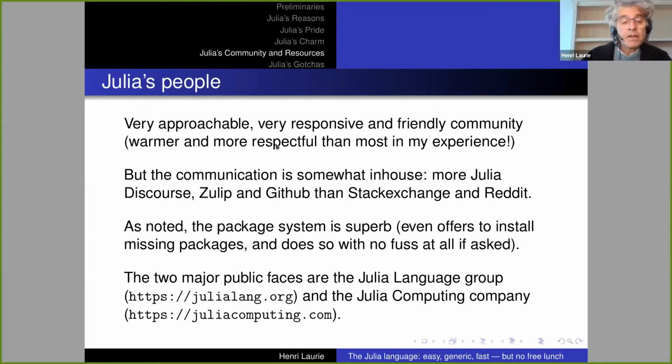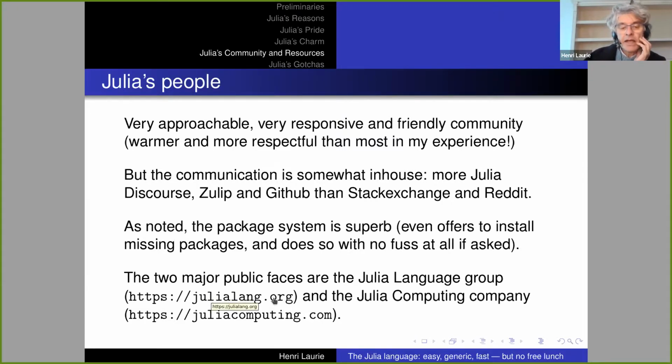I found the people of Julia to be really warm, approachable, and responsive. But it tends to be in the Julia Discourse and on Zulip, which is a Julia-specific discussion forum, and on the GitHub packages that are in Julia, much more than it takes place in things like Stack Exchange and Reddit and so on. There are two public faces. This is a little complicated.